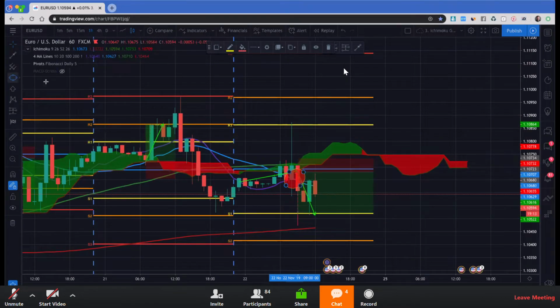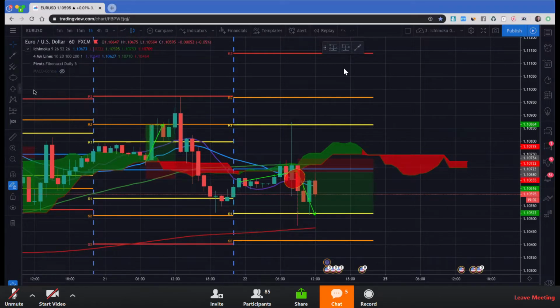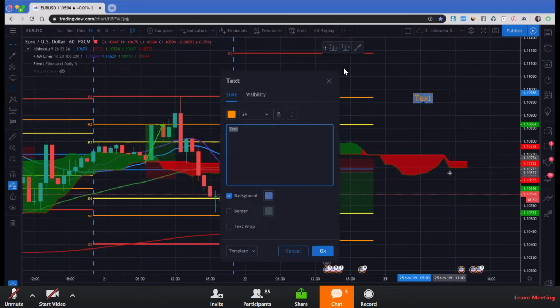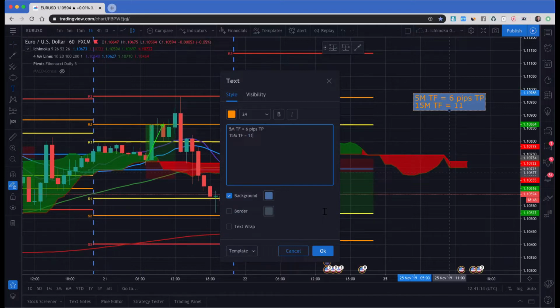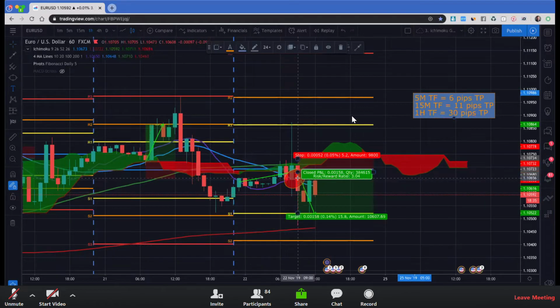Now, what I was doing before I had pivots is I was using fixed lot sizes. Now, they are still very accurate in my opinion, and you guys can write those down. On the 5-minute time frame, I'm using 6 pips take profit. 15-minute time frame, I'm using 11 pips take profit, and on the 1-hour time frame, I was using 30 pips take profit. And then I mean when you're selling from the 10-20 crosses.